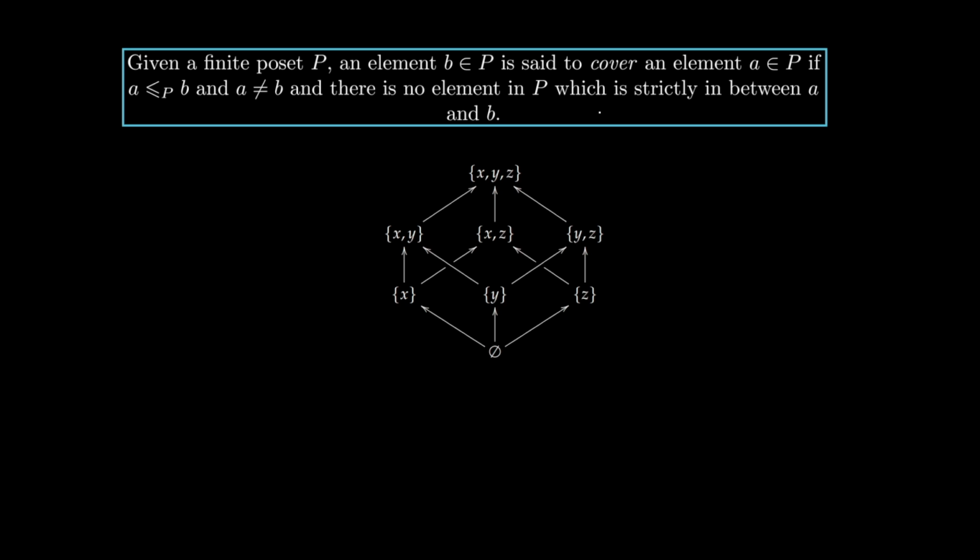very simple concept, and that is, what does it mean for an element B in our partially ordered set to cover another element A in the partially ordered set? So we say that B covers A if, firstly, A is less than B and A is not equal to B. And in particular, there is no element in P which is strictly in between A and B.